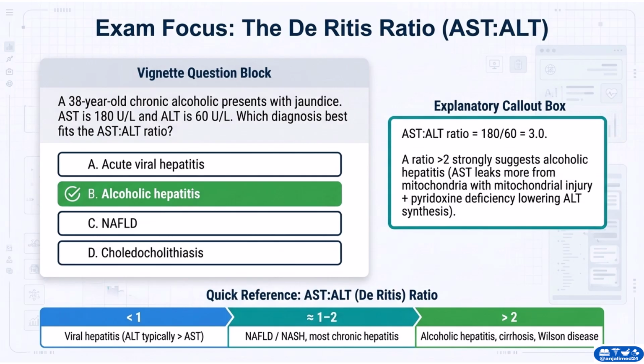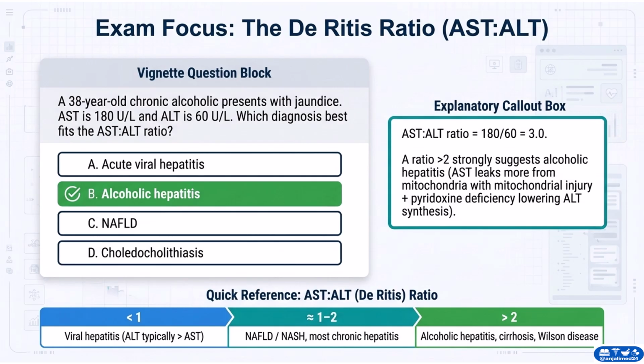But why does this happen? These are the two important reasons. First, alcohol causes mitochondrial injury, releasing large amounts of AST because AST is present in both cytoplasm and mitochondria of the hepatocytes. Second, chronic alcohol use leads to vitamin B6 deficiency, which reduces the ALT synthesis more than AST, further increasing the ratio.